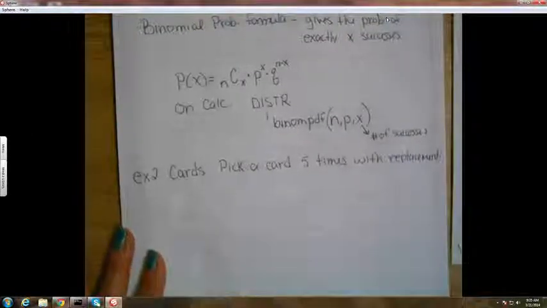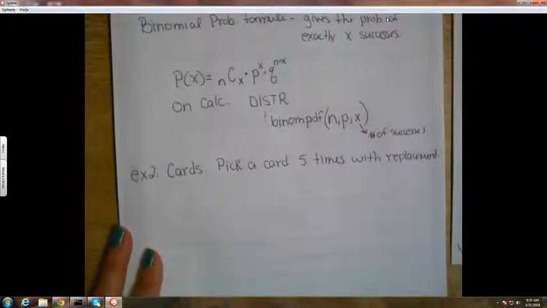So I'm going to pick a card, look at it, put it back in, shuffle, pick a card, look at it, put it back, 5 times. Why is it important that I have to put that card back in? Because it's got to have the same probability every trial. If I kept the card, the probability changes each time and it's not binomial anymore.